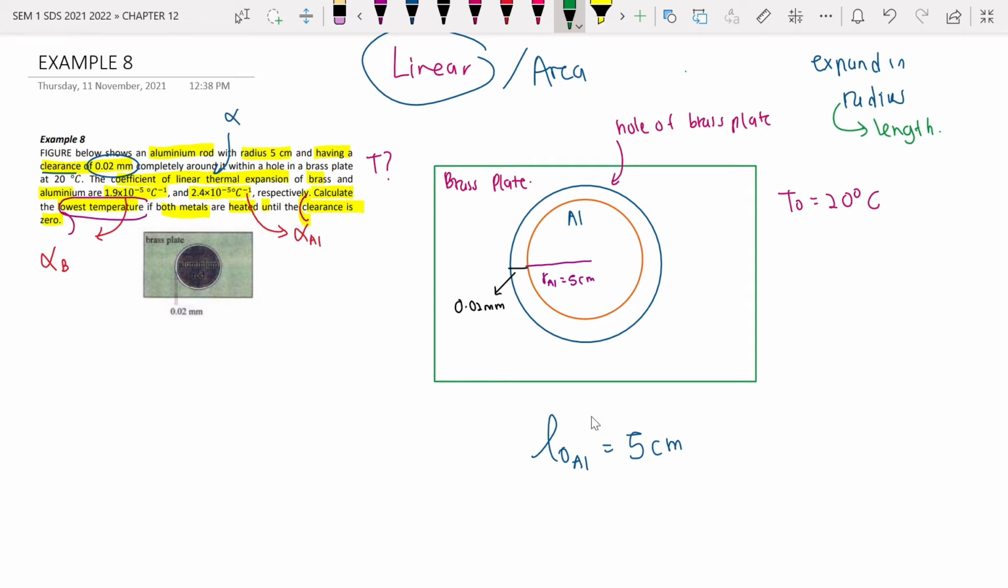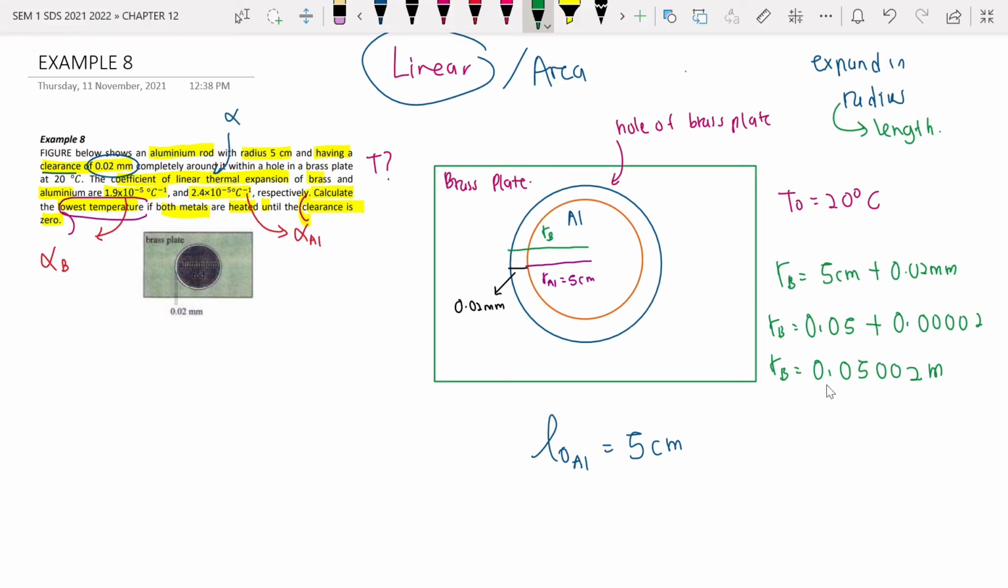Dan what about the radius of brass plate? Okay, the initial radius untuk brass plate adalah awak kena tambah. Okay, radius untuk brass plate awak kena tambah 5 cm tambah dengan 0.02 mm. So, awak kena tukar awak punya centimeter and millimeter ke SI unit, which is in meter. 5 cm tukar ke meter, awak akan dapat 0.05. Millimeter tukar ke meter, awak akan dapat 0.00002. So, therefore, awak punya radius of hole of the brass plate is 0.05002 meter. Okay, itu adalah dia punya radius.